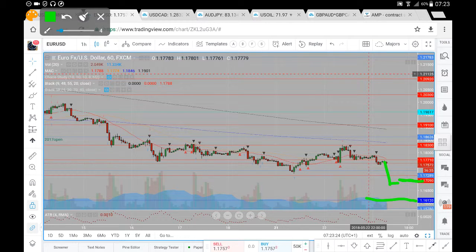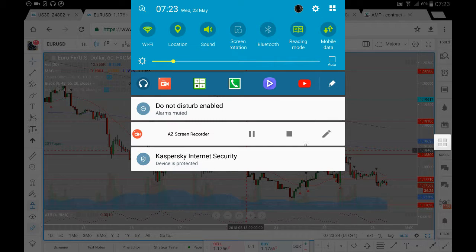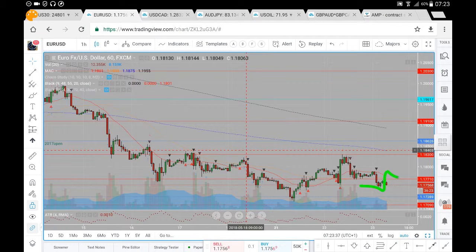Now if we do see the turnaround from where we are at present, and we do see the break back above the 1771, just bear with me a second here. So if we do see the break back above the 1771, if we do break and hold 1771, we're looking for a move back up towards our 1830, test the 1830 level.